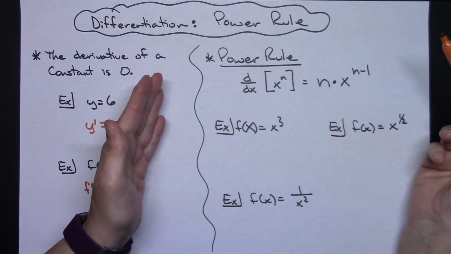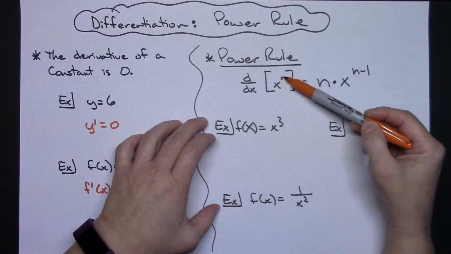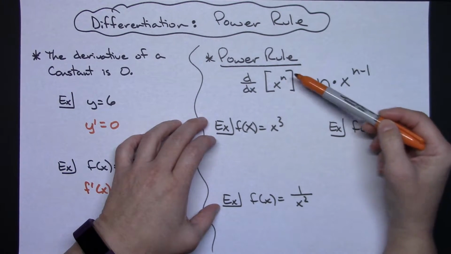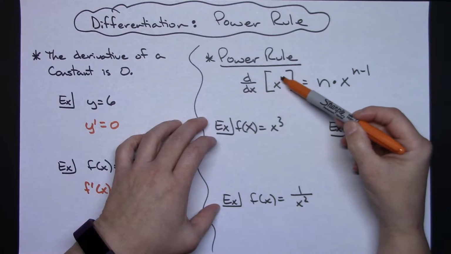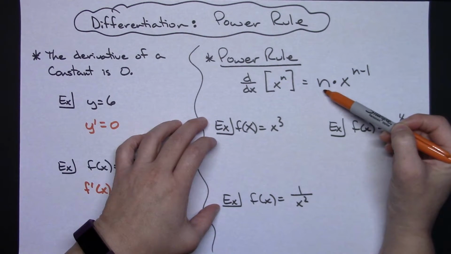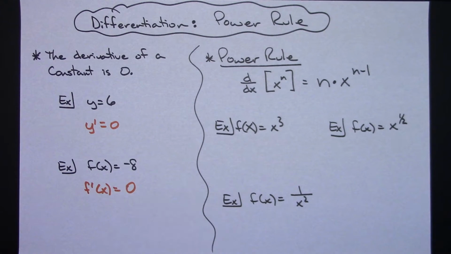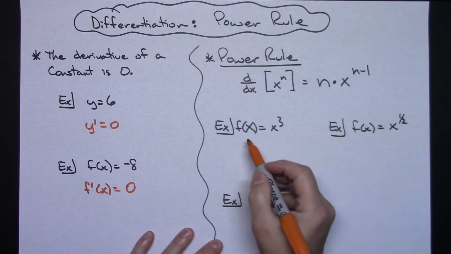Initially, this is a pretty simple derivative rule. d dx of x to the n power, so I'm taking the derivative of x to the n, which means that I can take this exponent, multiply it by the coefficient in front of x, and then subtract 1 from the exponent. Okay, so very simple implementation of this here.